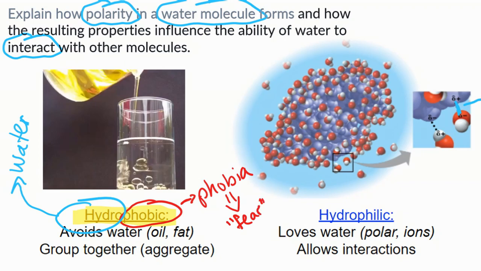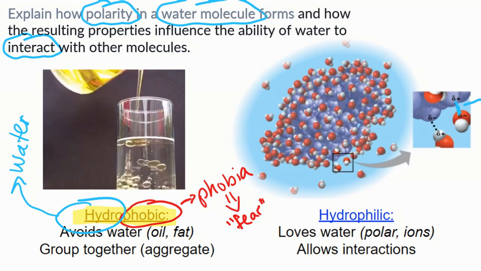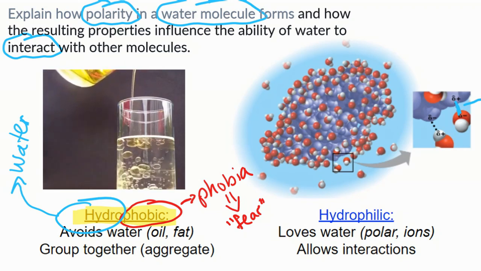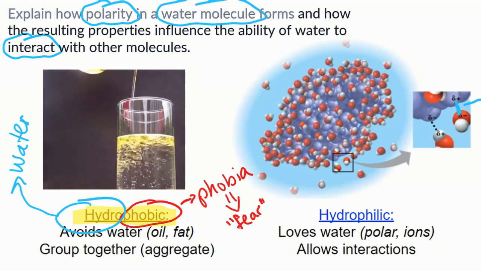Think about phobias. For example, if you have ever dumped oil in water, you've seen how hydrophobic substances like oil can be. Oil molecules are hydrophobic because they are relatively nonpolar. They have relatively nonpolar bonds. They have no partial positive nor partial negative charges on either side.